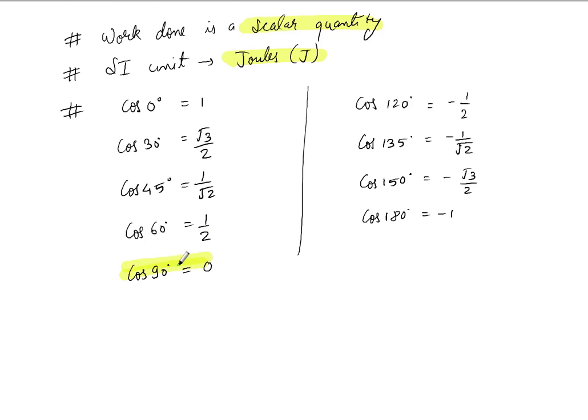For theta equal to 90 degrees, cos theta is equal to 0. And for obtuse angles, cos of 120 degrees is minus 1 by 2. Cos of 135 degrees is minus 1 by root 2. Cos of 150 degrees is equal to minus root 3 by 2, and cos of 180 degrees is equal to minus 1.